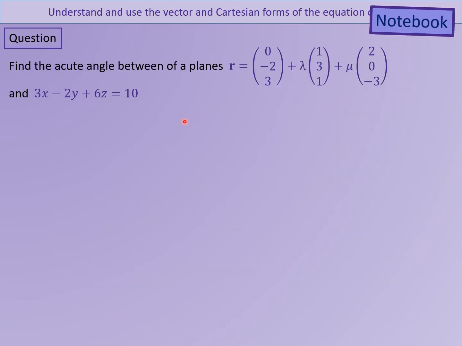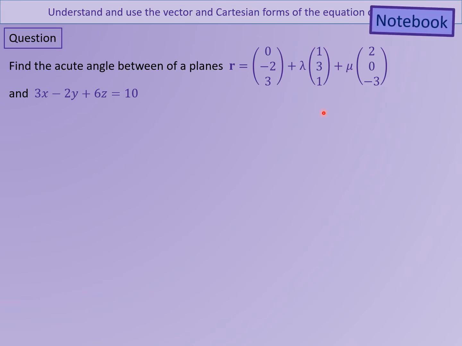So let's have a look at an example of this then. I want to find the acute angle between these two planes. That plane there written in vector form, and this plane here written in Cartesian form. So I'll give you a chance to write it down in your notebook. You might want to pause, you might want to have a go yourselves using the previous formula, and then you can check from my model solution.